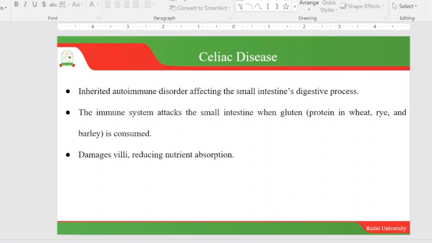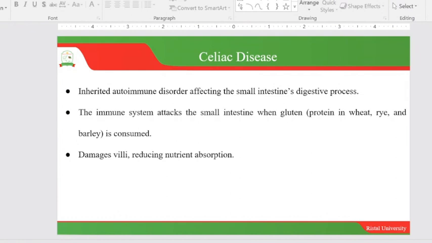So let's shift and look at another inborn error of metabolism, which could be celiac disease. I hope you've heard of this. Celiac disease is an autoimmune disorder affecting the small intestine's digestive process. In most cases, it attacks the small intestine when gluten is consumed. Gluten is that protein found in wheat, barley, and rye.